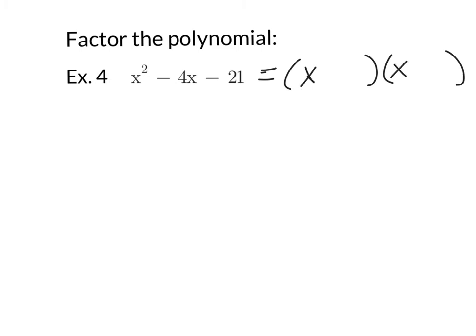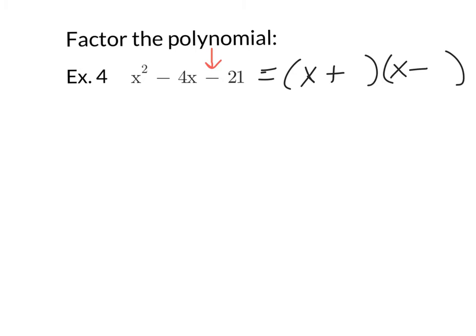And then the next thing I always do is look at this sign, because this negative 21 is the result of multiplying my 2 constants together. So if I multiply 2 constants together and I get a negative result, what that tells me is that the signs have to be opposite. One has to be positive and one has to be negative. So now what we want to do is find the 2 numbers, one positive and one negative, that when you multiply them together you get negative 21.